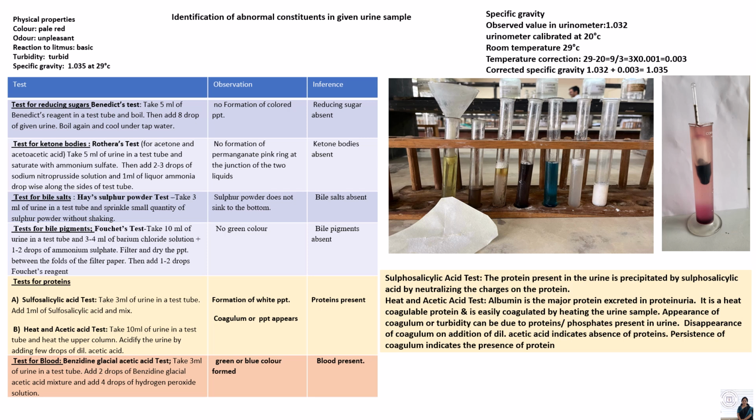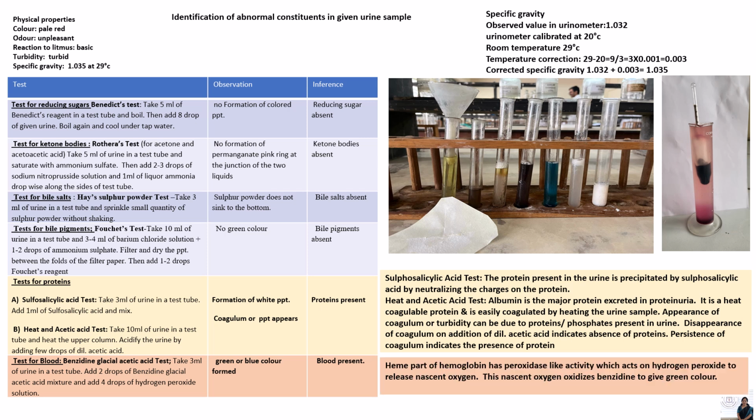So the next is test for blood, benzidine glacial acetic acid test. There is a formation of dark green color, so it indicates presence of blood. And the principle behind this test is, the heme part of hemoglobin has peroxidase-like activity which acts on hydrogen peroxide, releasing nascent oxygen, and this nascent oxygen oxidizes benzidine to give green color. How to report the sample? The abnormal constituents present in the given urine sample are proteins and blood.